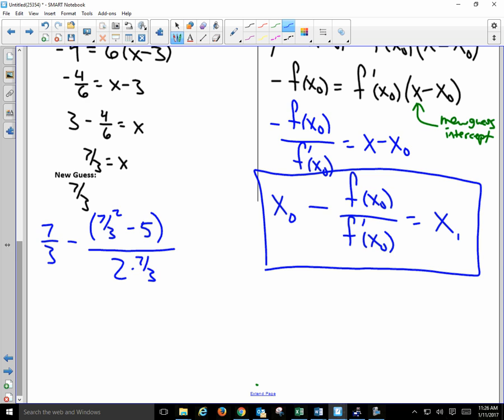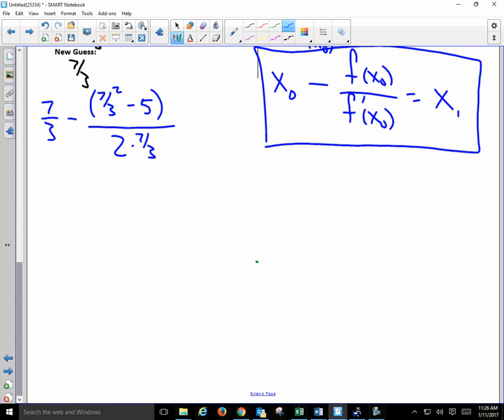Okay. So let's calculate that real quick, okay? 7 over 3 minus, what's 7/3 squared? 49 over 9 minus, I'll write 5 in terms of ninths, so 45 over 9, right? Divided by 14/3. And we'll pick up there when we get back.